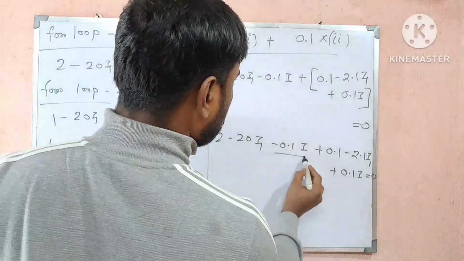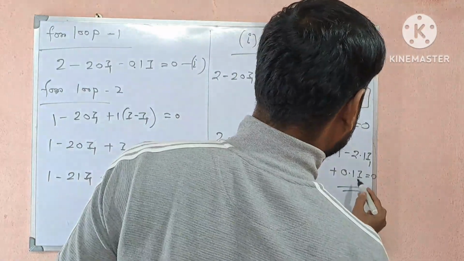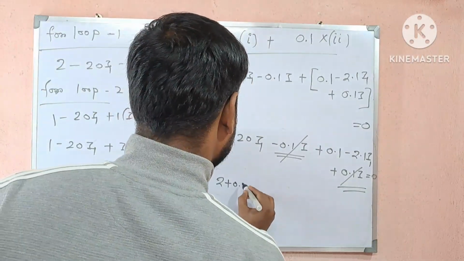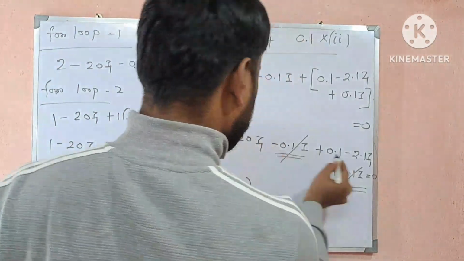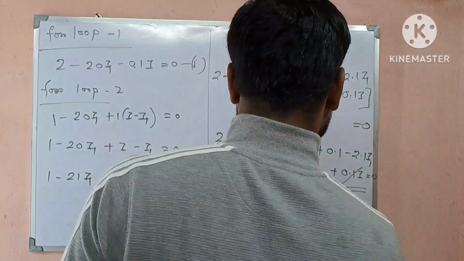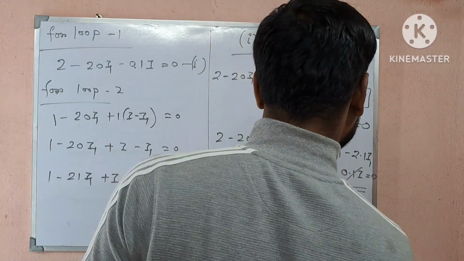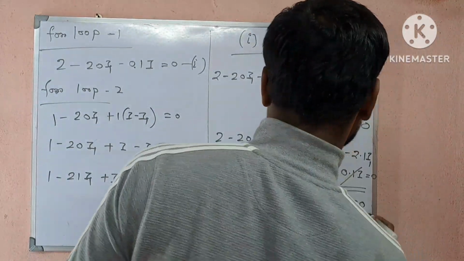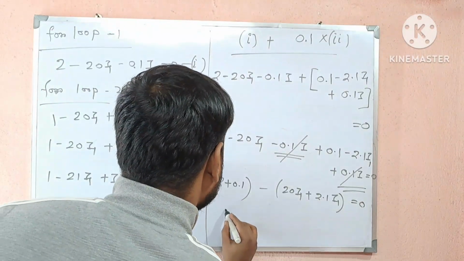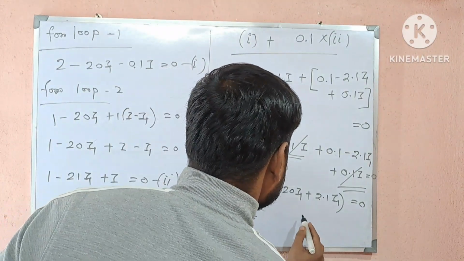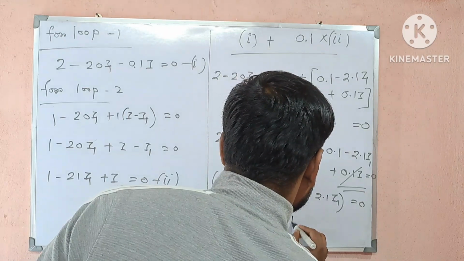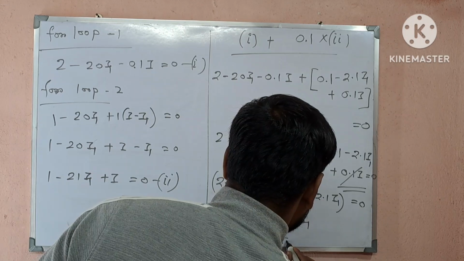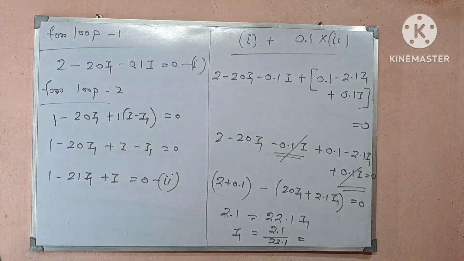So minus 0.1 I and plus 0.1 I, this term will cancel each other. So the value will be 2 plus 0.1 minus 20 I1 minus 2.1 I1 equal to 0. So that value will be 2.1 is equal to 22.1 I1, and the value of I1 will be 2.1 divided by 22.1.